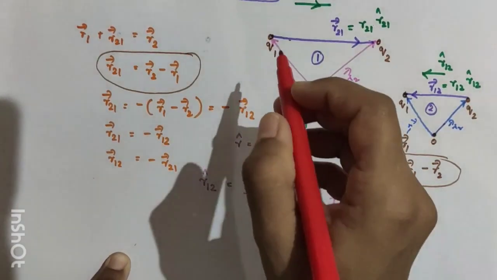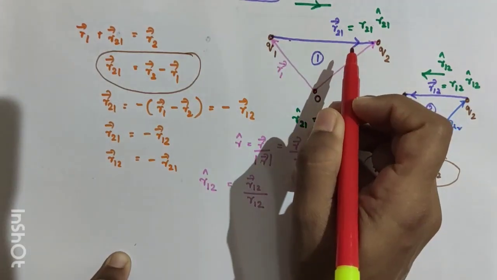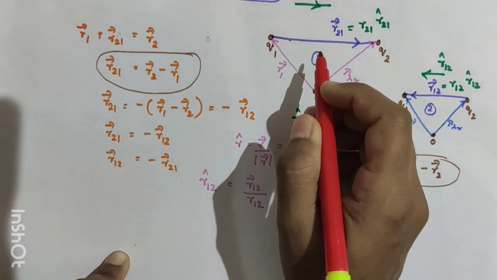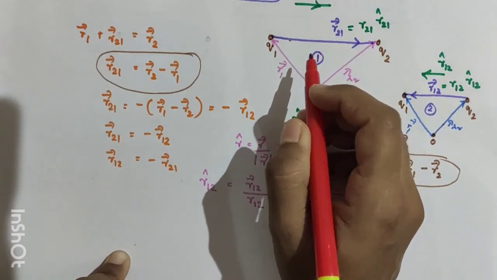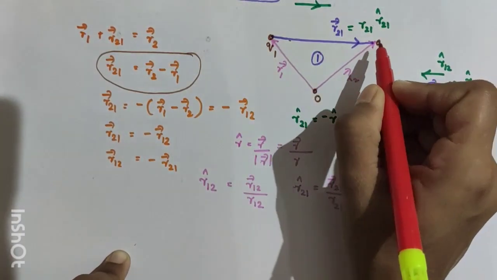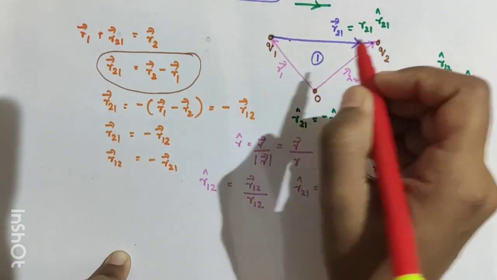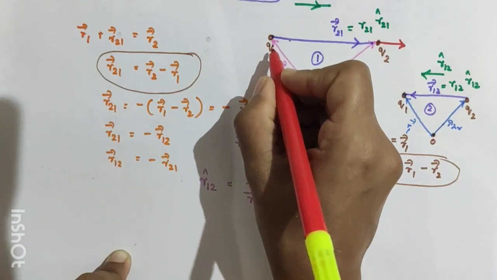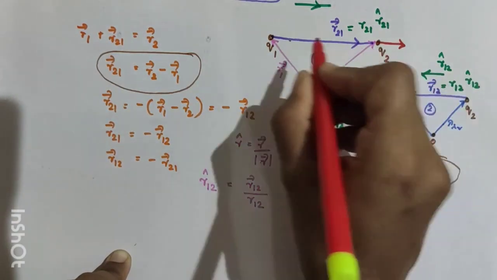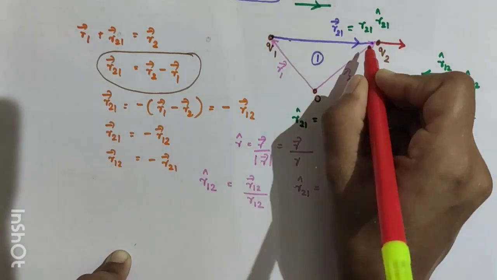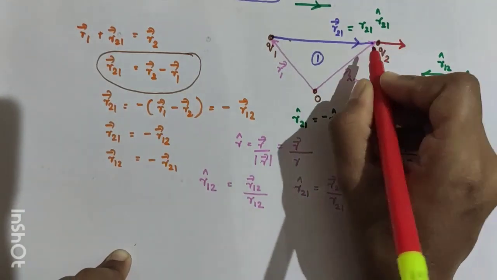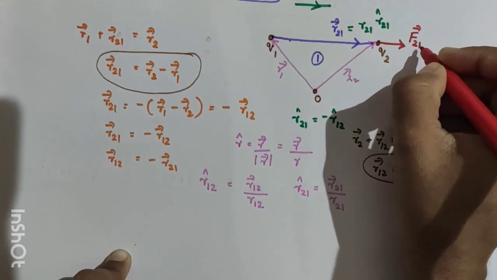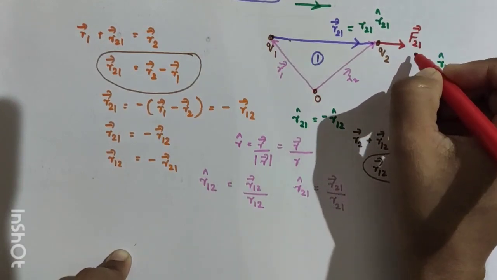Now we know that there is a force between these two charges. Suppose these two charges q1 and q2 are positive charges, so there will be a force of repulsion between them. The force on q2 due to q1 will have a direction like this, because q1 will try to move q2 away from q1. So the force will be directed along this direction. I am taking this force on charge q2 due to q1 as vector F21.